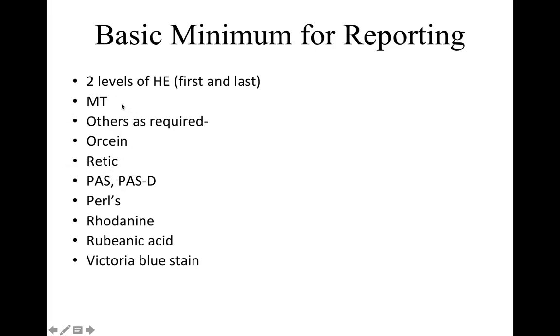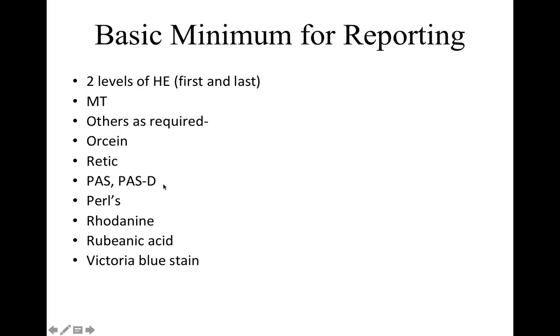MT will tell you about the degree of fibrosis. However, it cannot differentiate fibrosis from necrosis. So you need to get an Orcein stain done to differentiate the two. So here lies the importance of Orcein. Then reticulin will outline the reticulin fibers and it will help to delineate the liver cell plate architecture. So you will require a reticulin stain. And these are the three connective tissue stains which are routinely done for all liver biopsies.